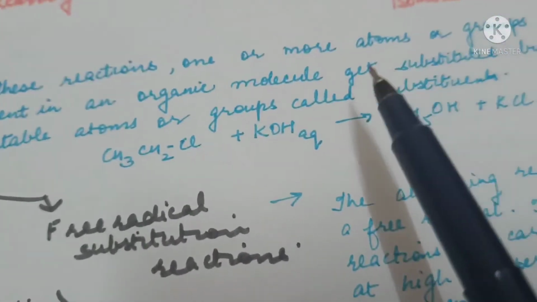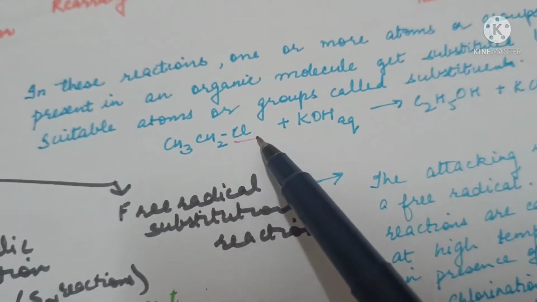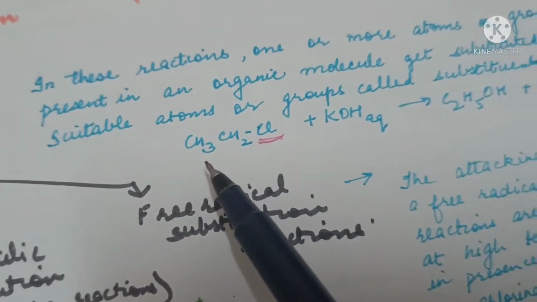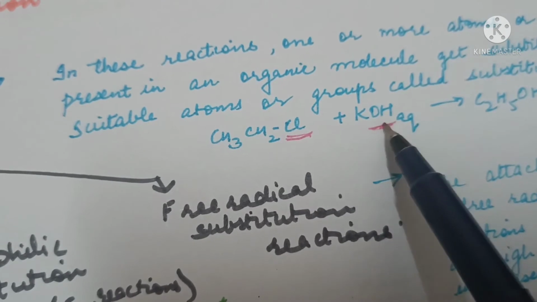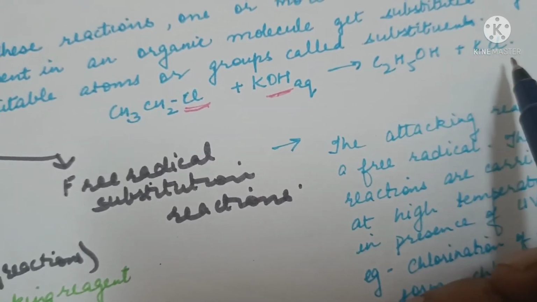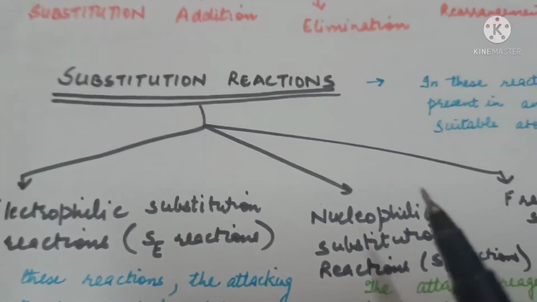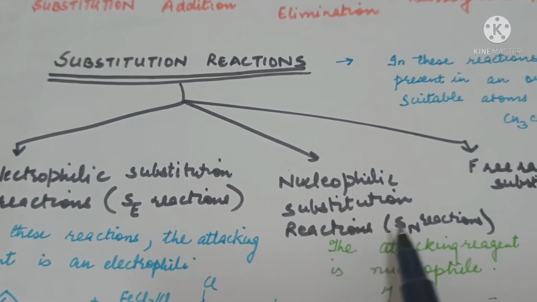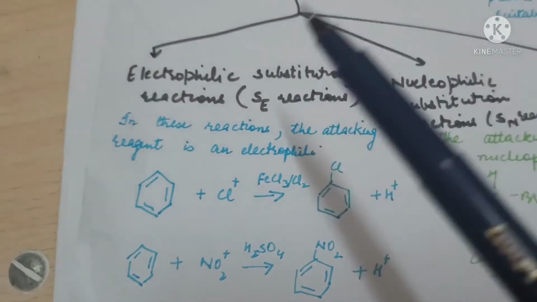So the first category is substitution reaction. In these reactions, one or more atoms or groups present in an organic molecule get substituted by a suitable atom or group, which is called the substituent. For example, in ethyl chloride, the chlorine atom is substituted by the hydroxyl group of KOH to form alcohol, and Cl comes out as KCl. Depending upon the attacking reagent, the substitution reactions can be electrophilic substitution reactions, nucleophilic substitution reactions if the attacking reagent is a nucleophile, and free radical substitution reactions.